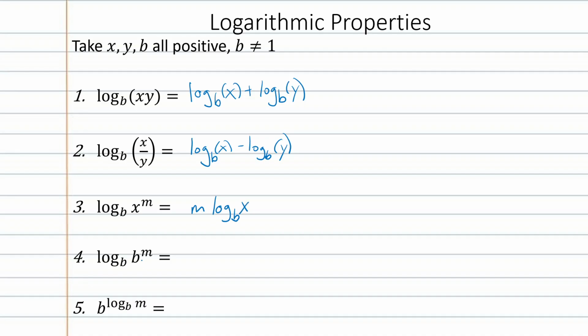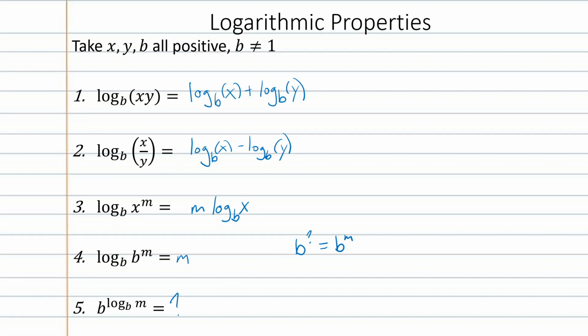And the log base b of b to the nth power. Let's just try to figure out what it might be equal to. What if I converted this into exponential form? The exponential form would be b to the something equals b to the nth power. So what does that something have to be? It has to be n. There's no other choice. So log base b of b to the n is just n. It's almost like the log base b of b just cancels itself out.